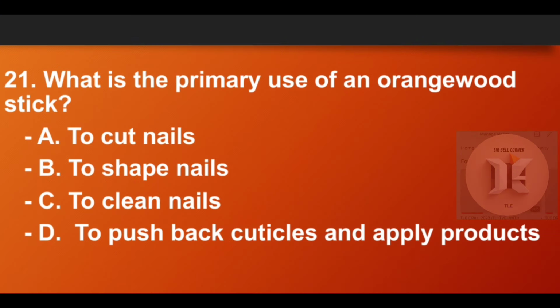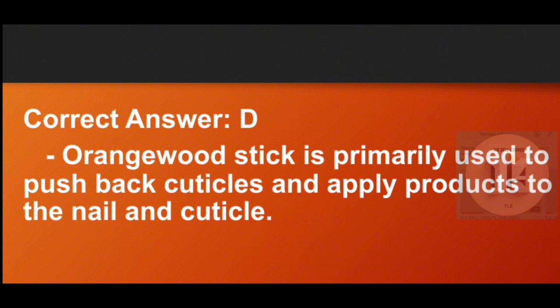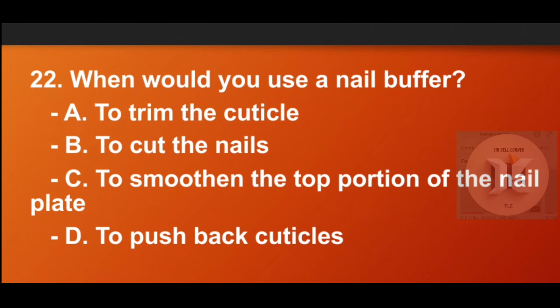21. What is the primary use of an orange wood stick? A. To cut nails. B. To shape nails. C. To clean nails. D. To push back cuticles and apply products. Correct answer. D. Orange wood stick is primarily used to push back cuticles and apply products to the nail and cuticle.